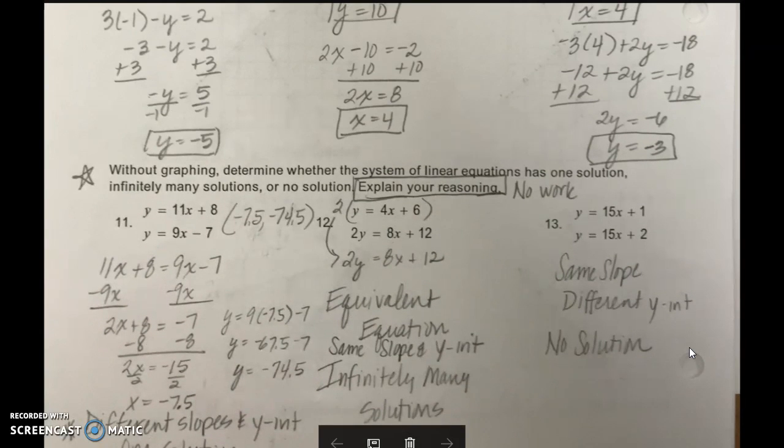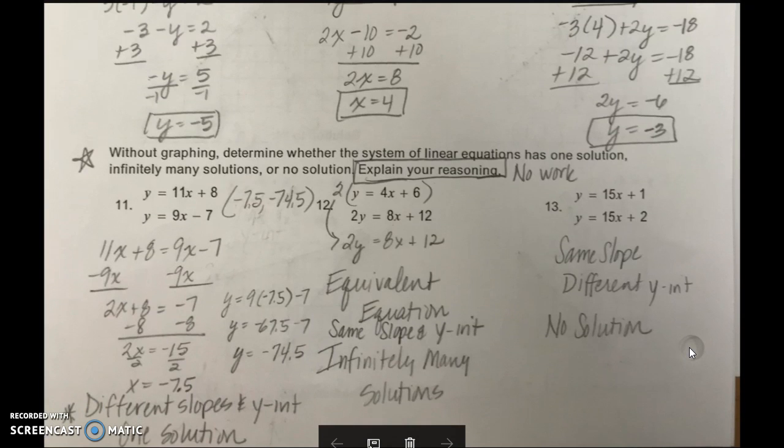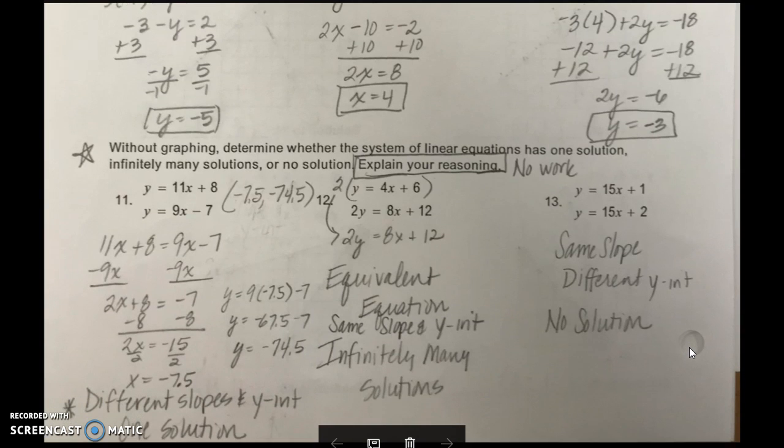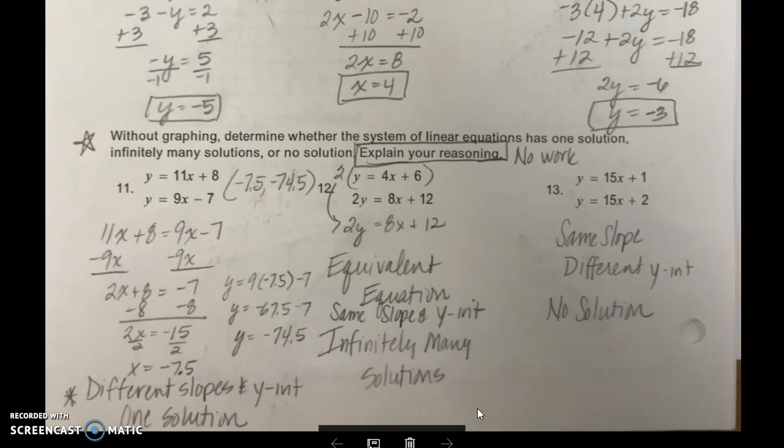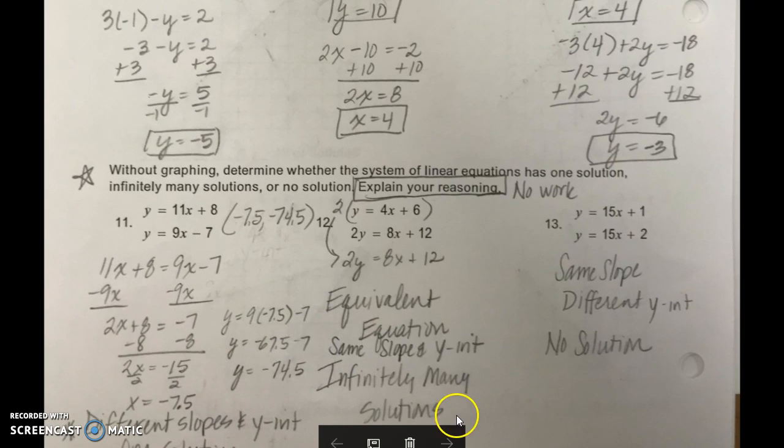Okay, so this next section is what we were working on in that last section, 4.5. The idea here is that you're going to solve the system and decide if it has one solution, no solution, or infinitely many, and then explain your reasoning. And really, like I said here, you're explaining your reasoning, so you don't really need to show work if you understand how to determine the number of solutions without doing so.